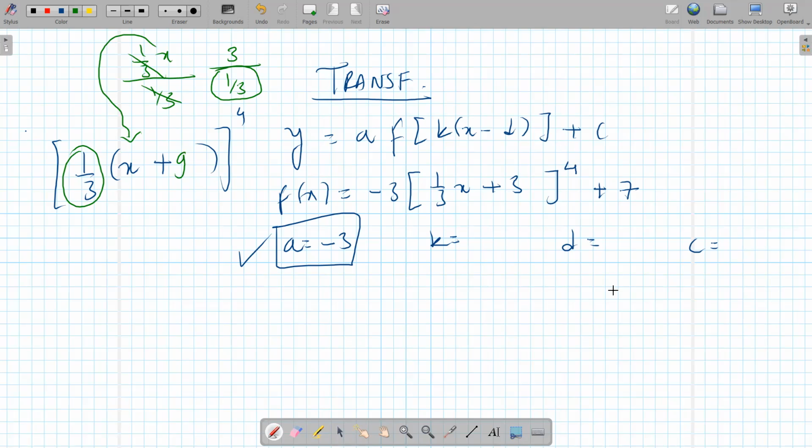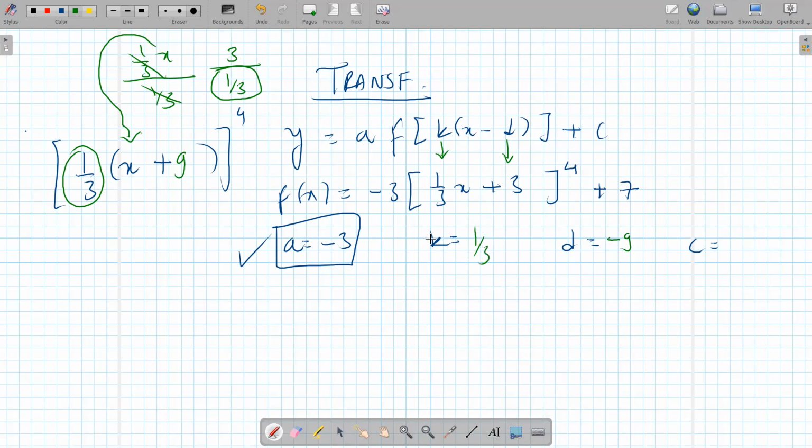K is negative 9? Nope. D is negative 9. D is this number. You see 3 turned into a 9. D would be negative 9. What is K? K is pretty obvious as well, okay? K is obvious. It's one third.